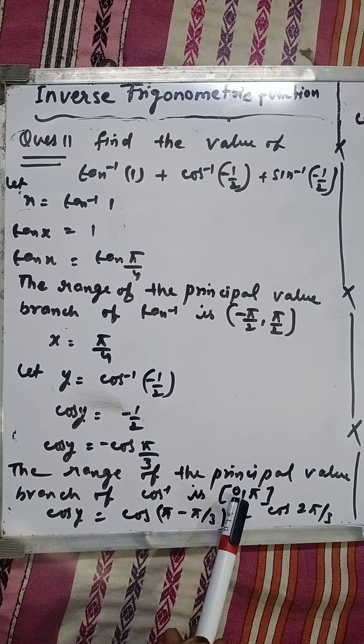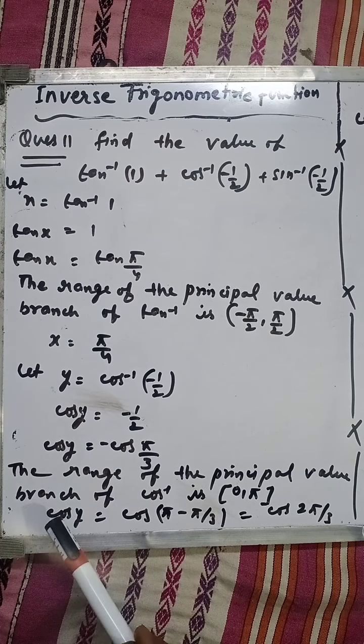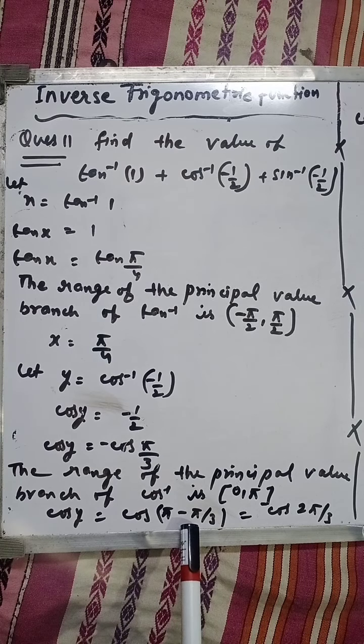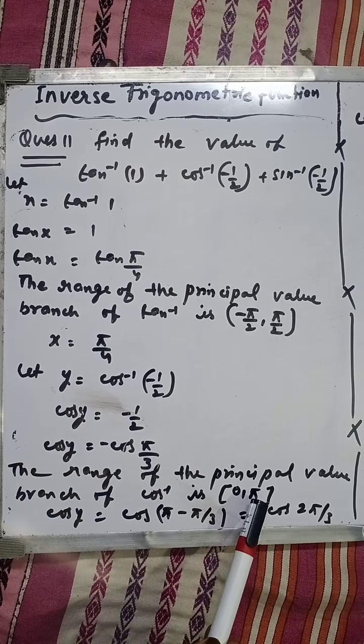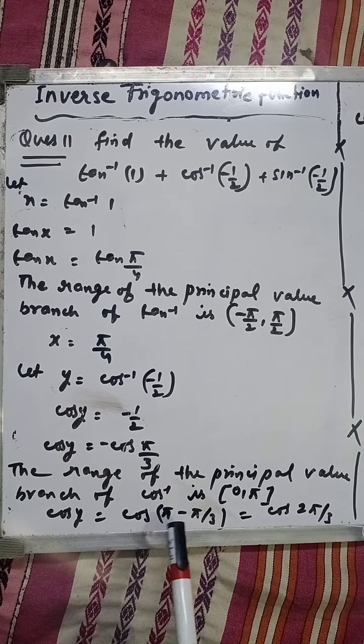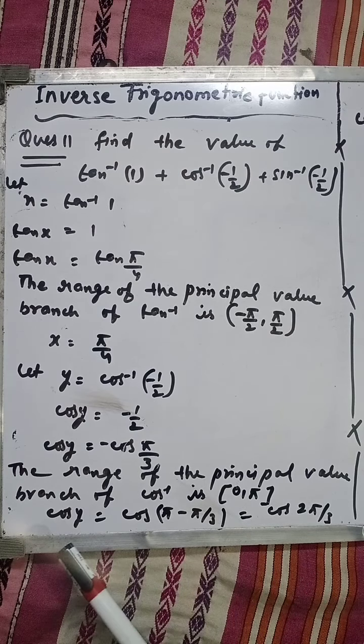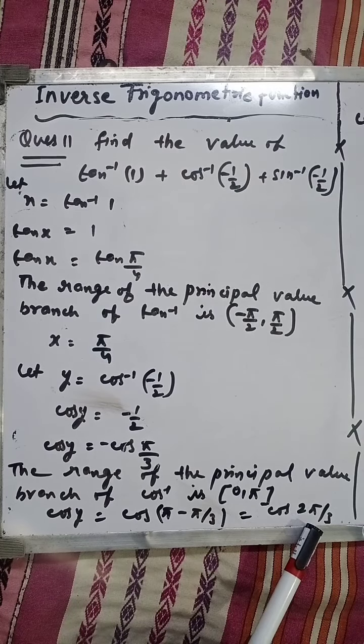So you have to bring the value in this range. You have to write cos y equals cos of pi minus pi by 3. So we subtract this angle from pi, pi minus pi by 3, and after solving you will get cos 2 pi by 3. So cos y is equal to cos 2 pi by 3. So your y will be 2 pi by 3, on comparing.